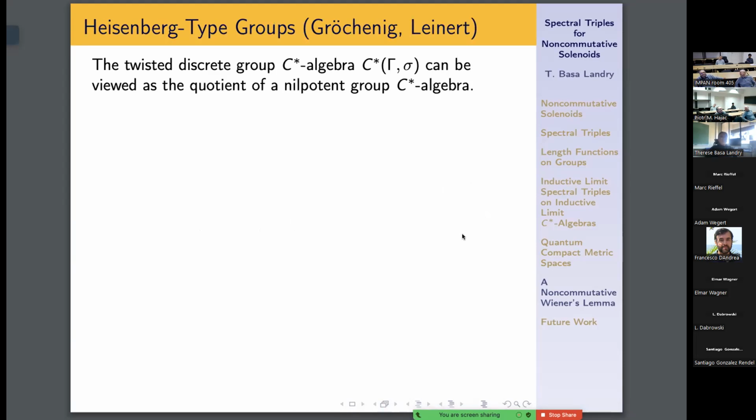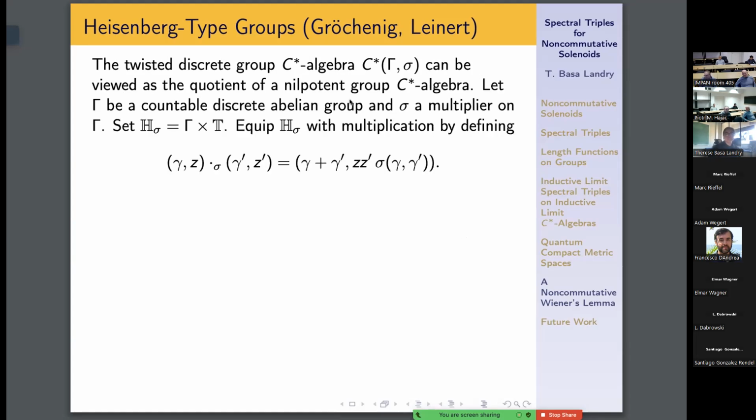And so then we had to be able to view these, we had to be able to leverage results about other group structures. So this twisted group C-star algebra can be viewed as a quotient of a nilpotent group C-star algebra, and in this particular way. So we have a countable discrete abelian group, we have a multiplier. So define this group in this way and define the multiplication like this.